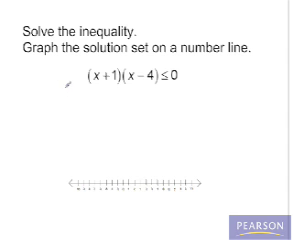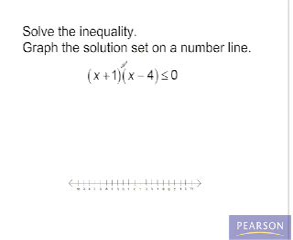Solve the inequality, graph the solution set on a number line. We have the quantity x plus 1 times the quantity x minus 4 less than or equal to 0. And the first step here will be to identify the critical points, and critical points are defined as variable values that make either the denominator or the numerator equal to 0.